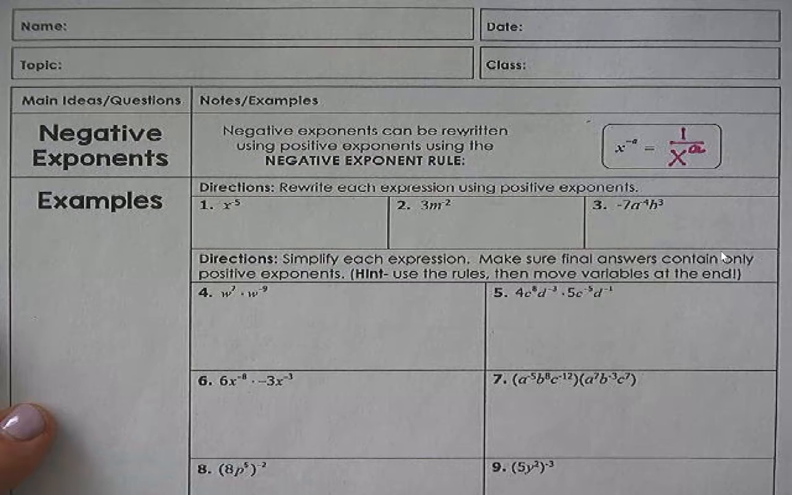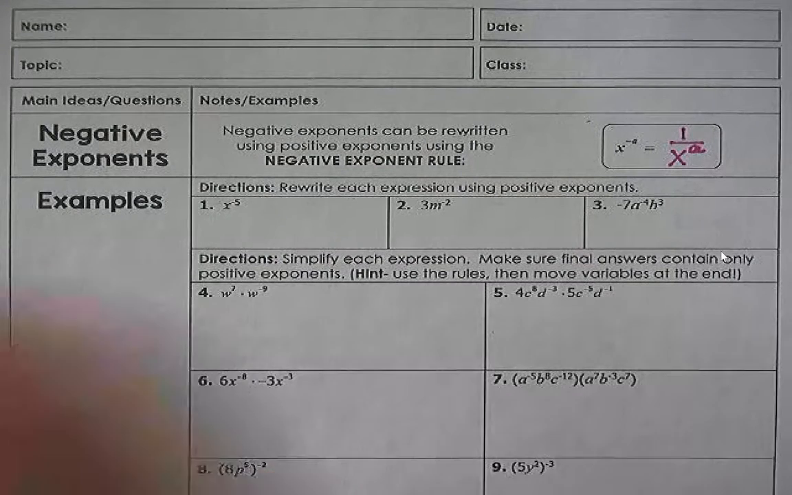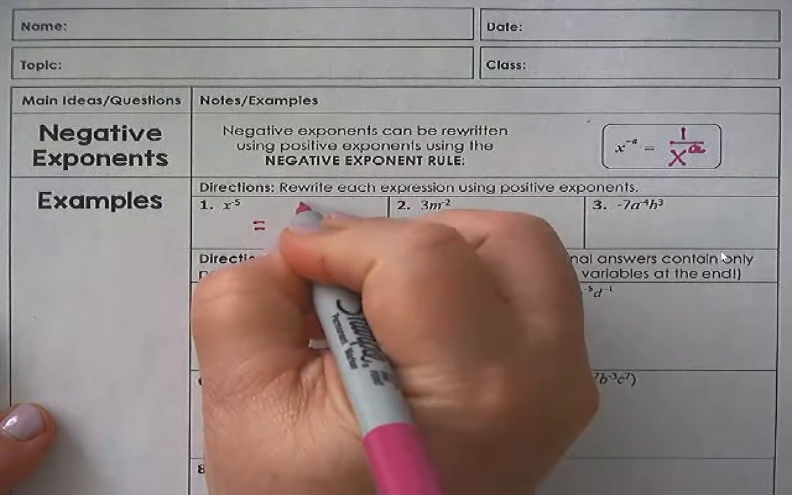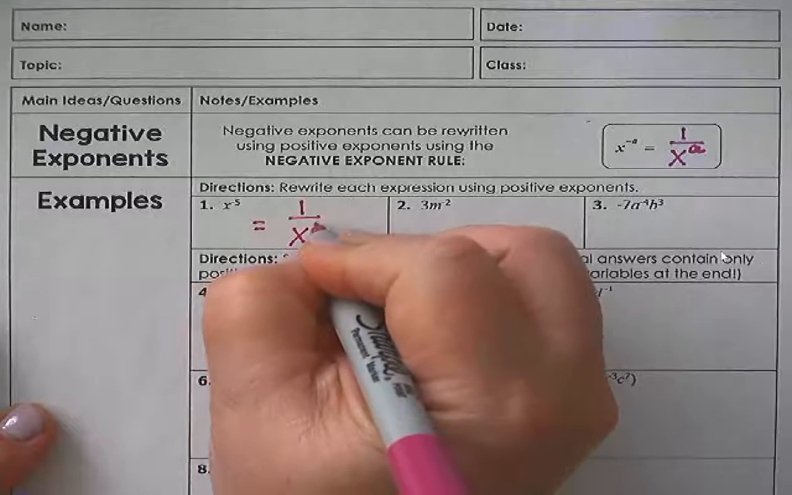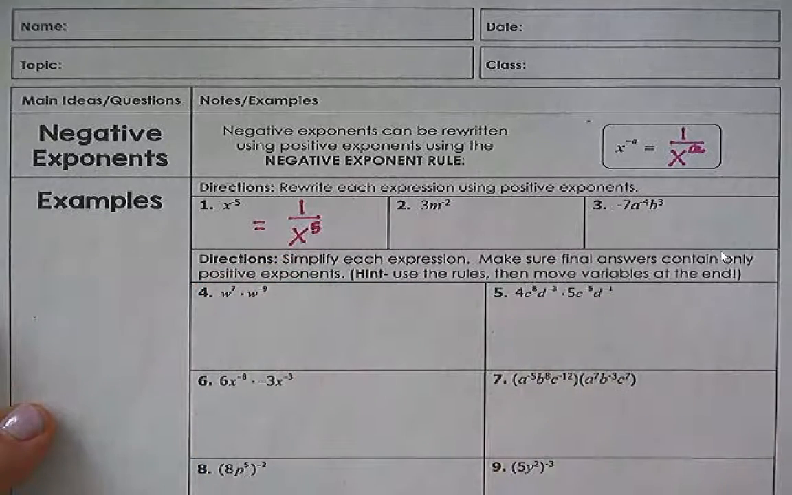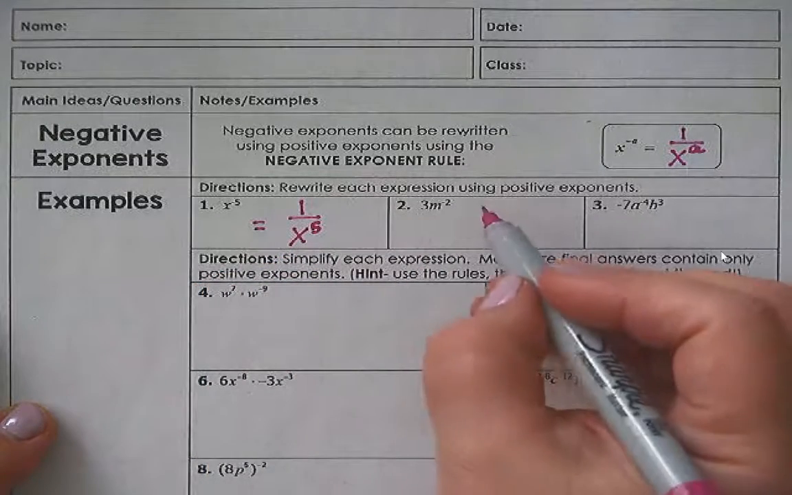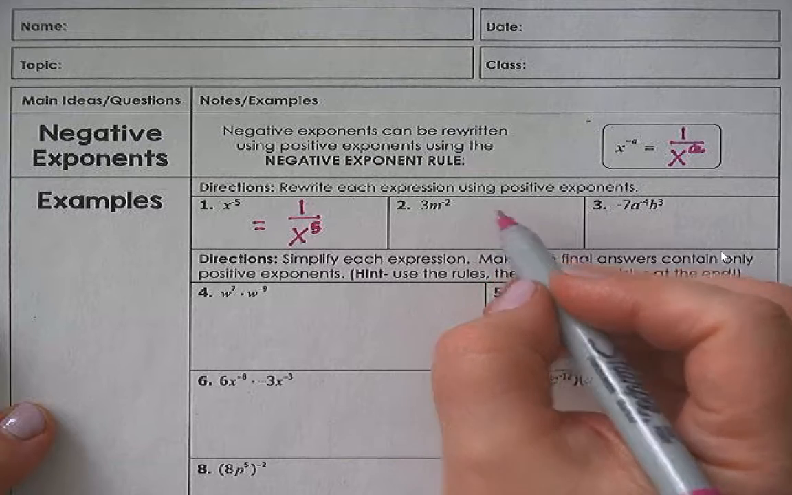Number 1 says x to the negative 5. That is going to be equal to 1 over x to the positive 5. Again, I'm going to leave number 2 for you to try.